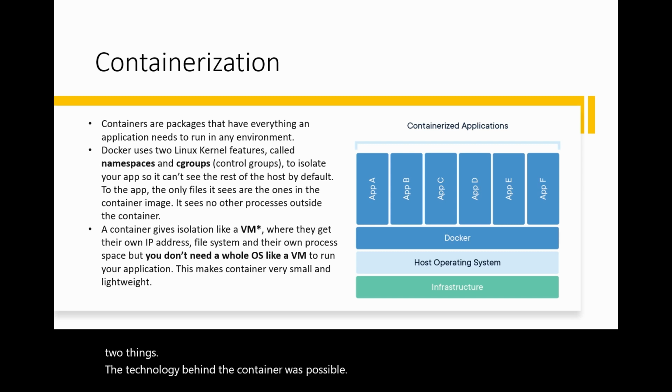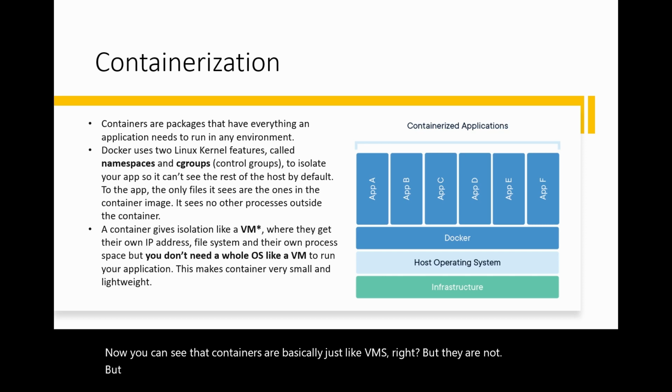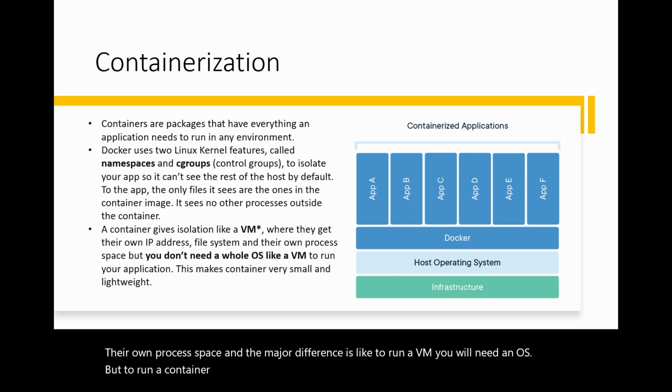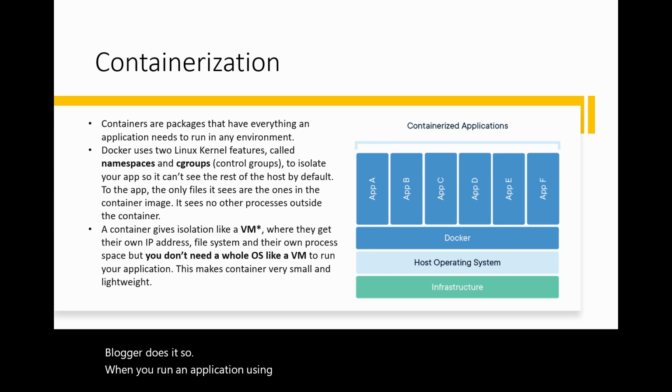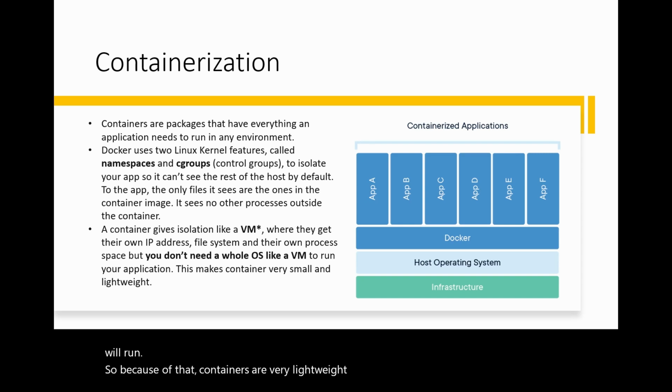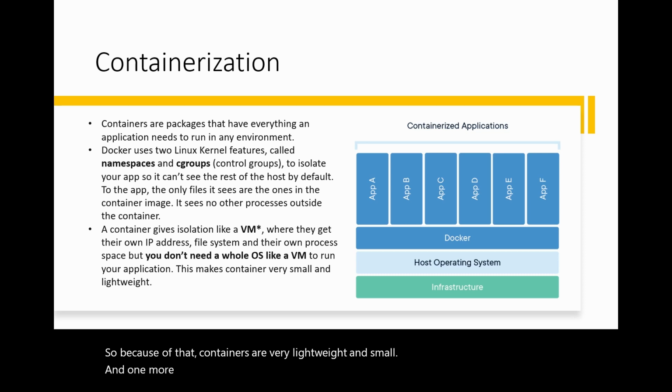Now you can see that containers are basically just like VMs, right? But they are not. Just like a VM, a container will have its own IP address, file system, and its own process space. The major difference is that to run a VM you will need an OS, but to run a container you don't, because Docker handles it. When you run an application using a container, it will just have the things which it needs and it will run. Because of that, containers are very lightweight and small. One more pro is that if you set up a VM, it will take a lot of time to set up and configure it, but a container just runs.